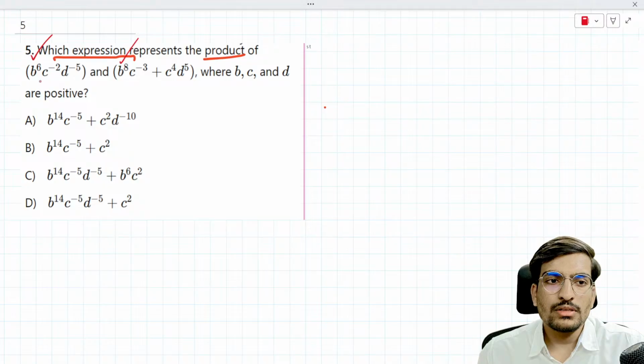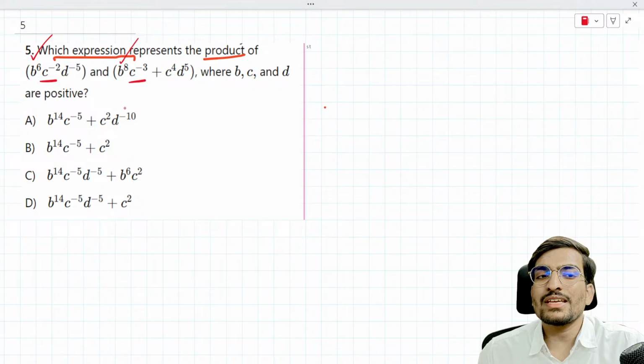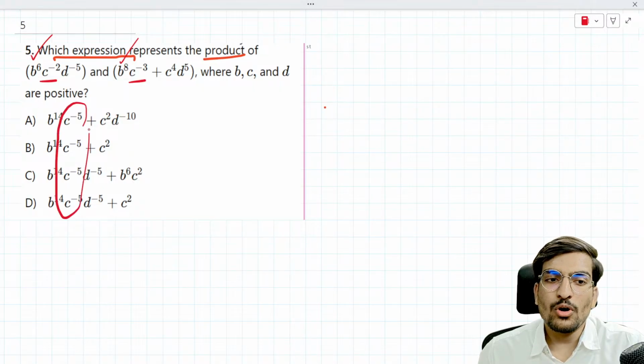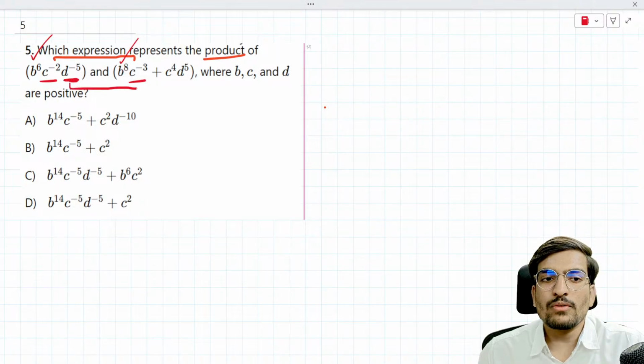So ignore that. Now c raised to the power of negative 2 and c raised to the power of negative 3. That is going to be c raised to the power of negative 2 plus negative 3, c raised to the power of negative 5. Every option has that. So again we have to move ahead. D raised to the power of negative 5. There is no d term in this.